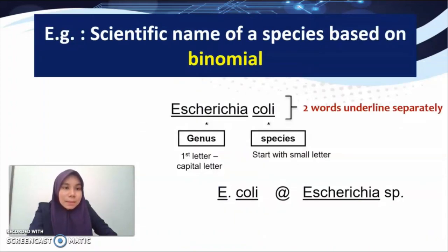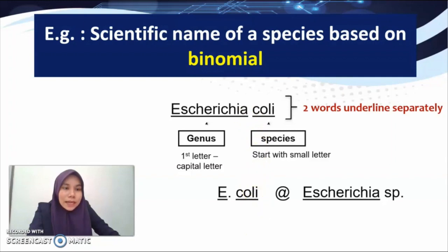This is an example on how to write a scientific name. Escherichia coli is a type of bacteria. Escherichia refers to the genus. The first letter, which is E, is capitalized. Coli refers to the species. The letter c is in small letter.